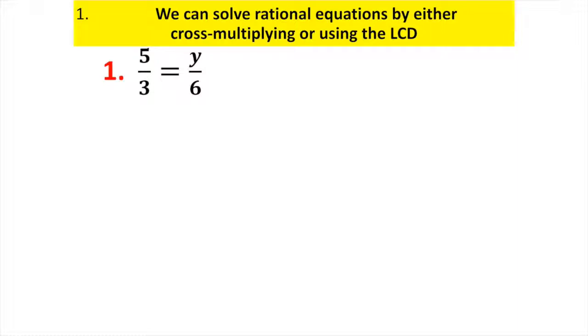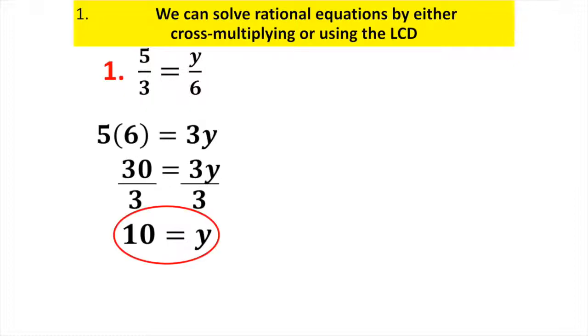This was number 1 that we did. And with this one, what we're basically doing is cross-multiplying. I'm going 3 times y gives me 3y. 5 times 6 is on the other side of the equal sign. Okay, so 30 equals 3y. Divide both sides by 3. I end up with y equals 10. This is the way that you're used to solving these. You've done these several times.